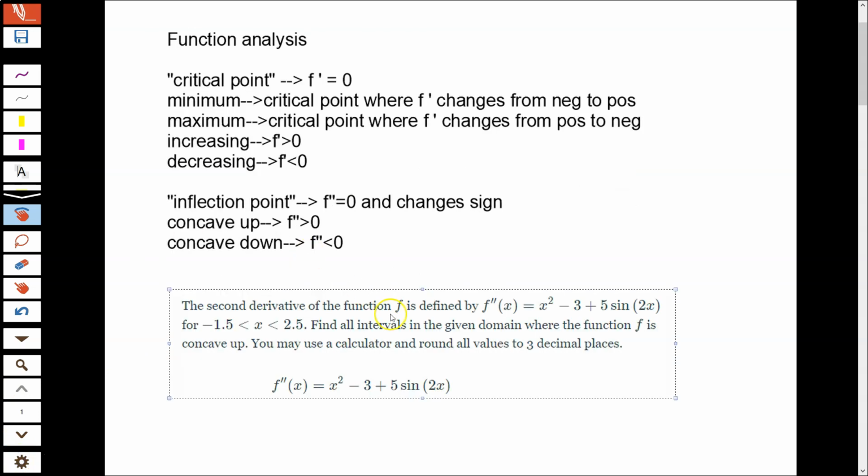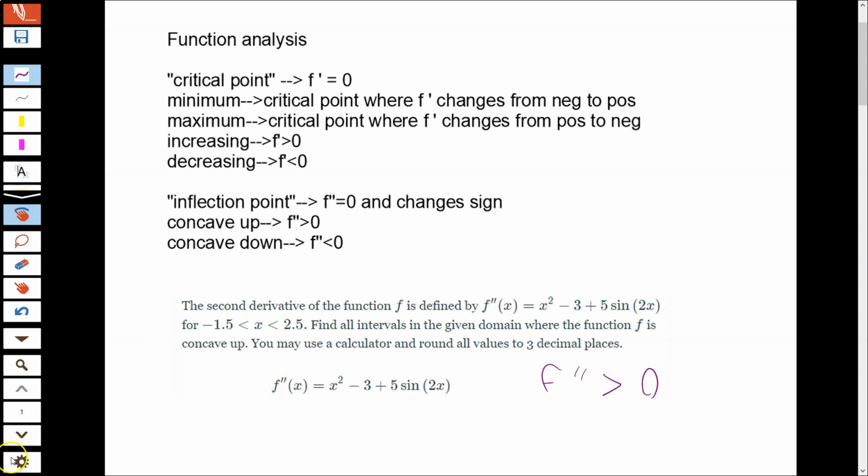Let's take a look at a problem. We have a function f, and we're given the second derivative of f, so we're given f double prime, and we want to find the intervals in the given domain, from negative 1.5 to 2.5, where the function is concave up. The first thing we're going to do is make a note of what we're looking for. Concave up means we want the second derivative to be positive, so f double prime bigger than 0. That is what we want.